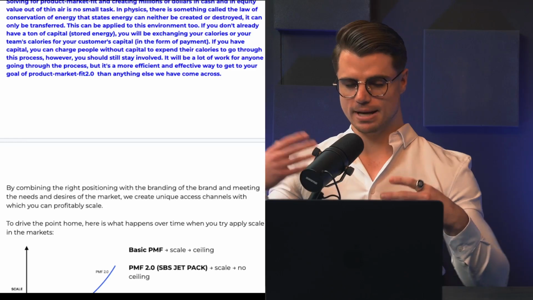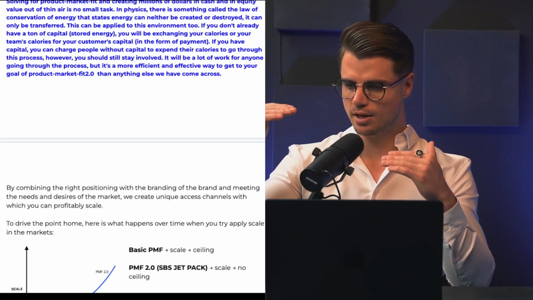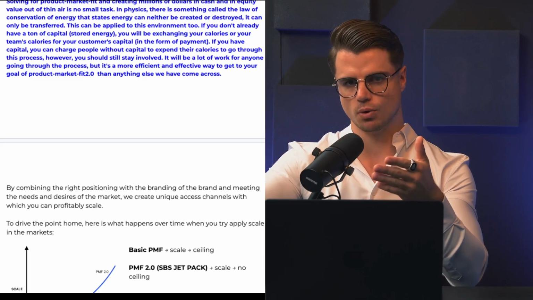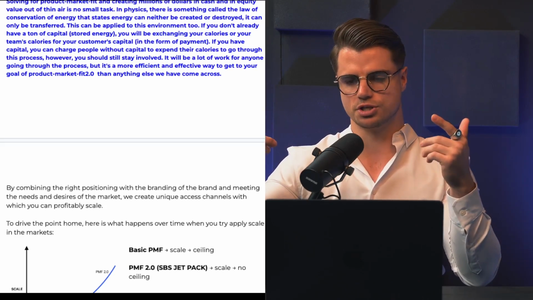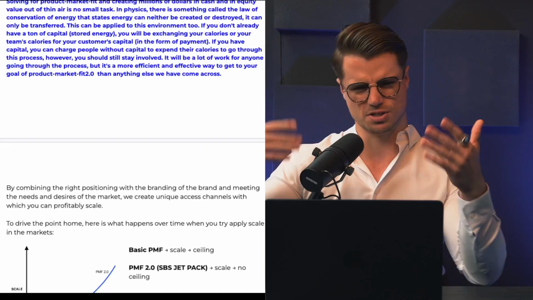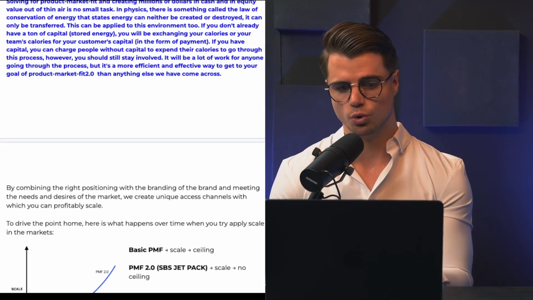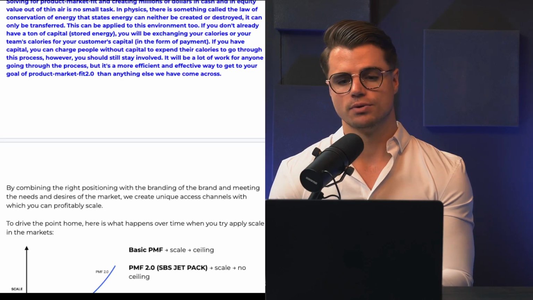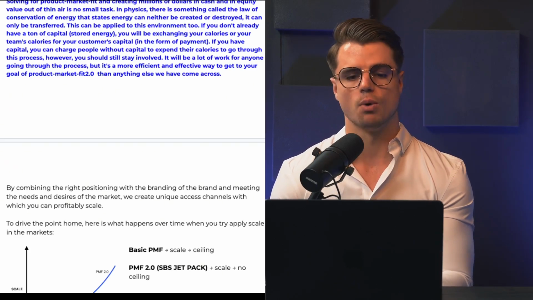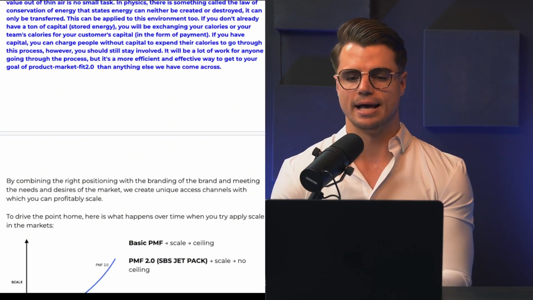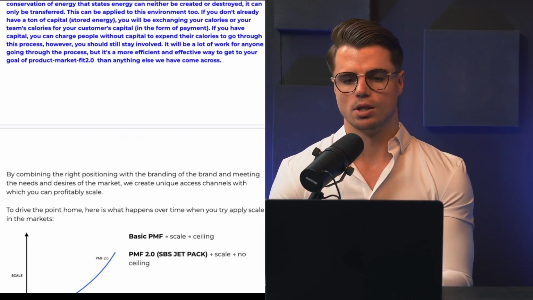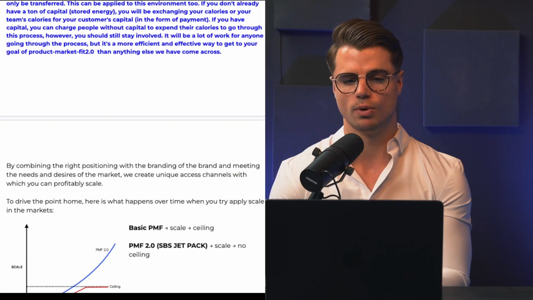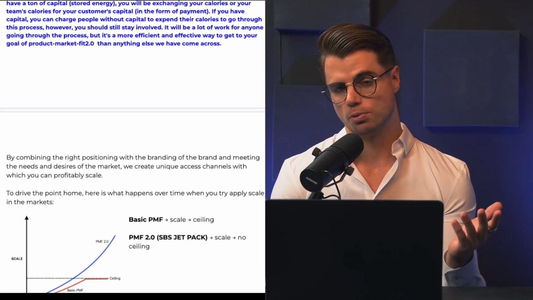Okay, so the best way to explain this is: in the beginning, you need to use your own calories. You exchange them for someone else's capital. You make enough capital, and then you start exchanging other people's calories. Obviously you get the point. If you have capital, you can charge people without capital to extend their calories to go through this process. However, you should still stay involved in the trenches. It will be a lot of work for anyone going through the process, but it is a more efficient and effective way to do it and for you to actually reach something which we call product market fit 2.0.